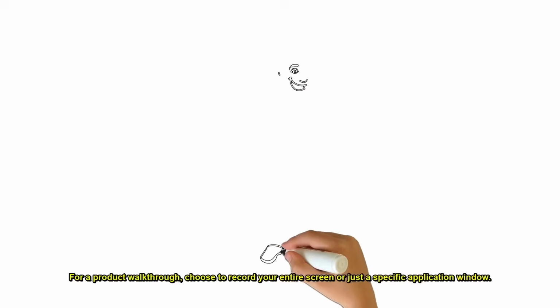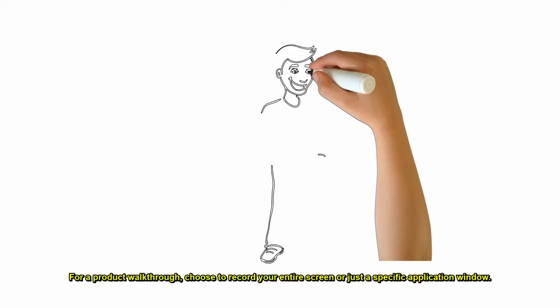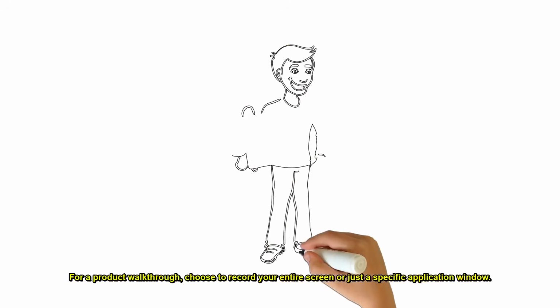Open Loom and log in to your account. You'll see options to record your screen, webcam, or both. Select the screen you want to record. For a product walkthrough, choose to record your entire screen or just a specific application window.